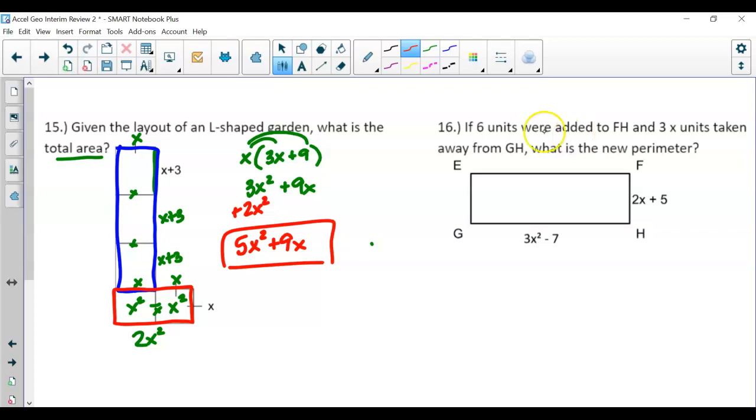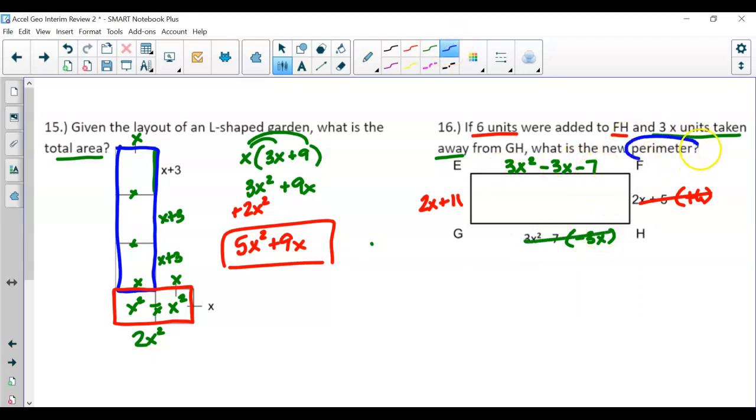Now 16, we're changing the dimensions. We are adding 6 units to F8. So we're adding 6. Do we have like terms to combine? Yes. So this is now 2x plus 11. Then here, we're taking 3x units away. So we're subtracting 3x units. Can we subtract the 3x? No. So we have 3x squared minus 3x minus 7. That is the new dimension.